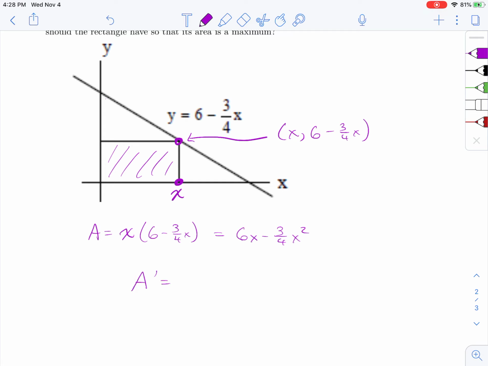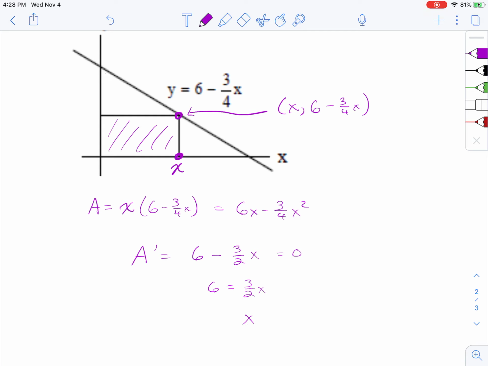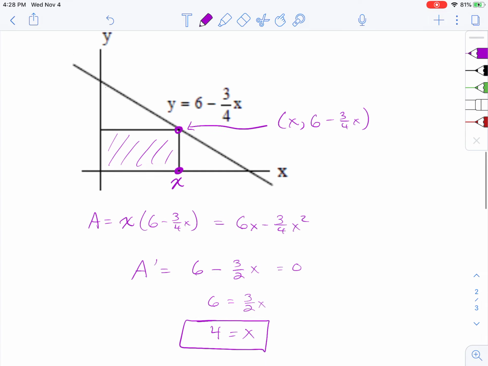So A prime is going to be, let's see, x minus 3/2 x. Or wait, that's not x. Derivative of 6x is 6, minus 3/2 x equals 0. So 6 equals 3/2 x. So x is 2/3 of 6, so 4. So we should pick x equals 4 to maximize this rectangle.